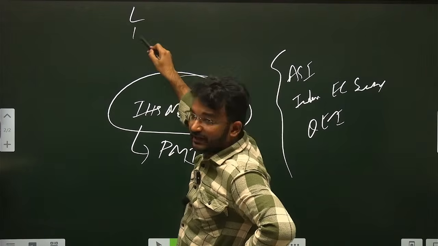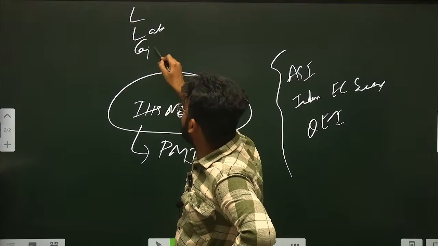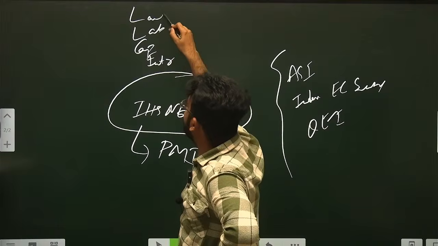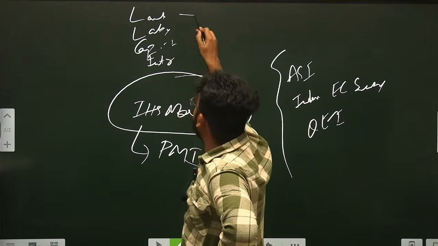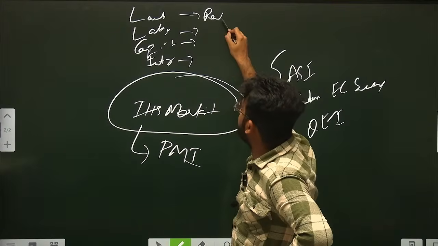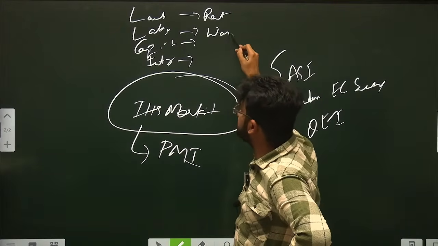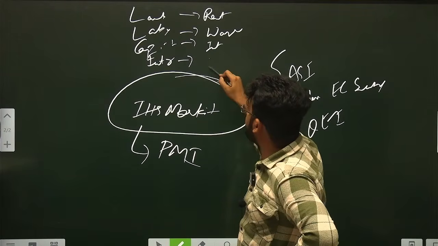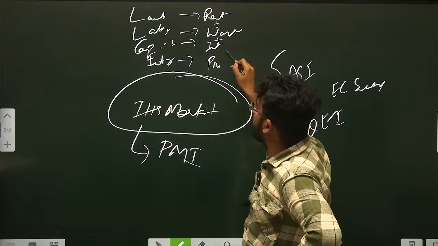Land, labor, capital, entrepreneurship. Four factors of production: land, labor, capital, entrepreneurship. What are the factor payments for them? Rent, wages, interest, profit. So we will be adding all four of them.